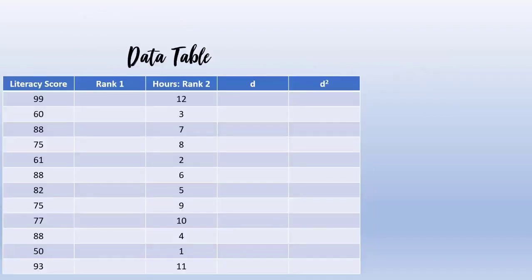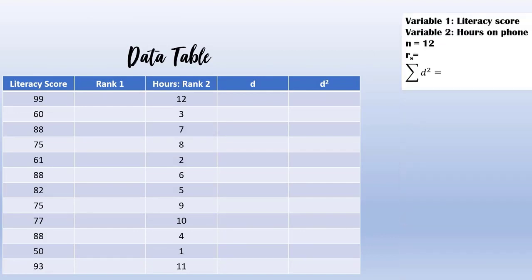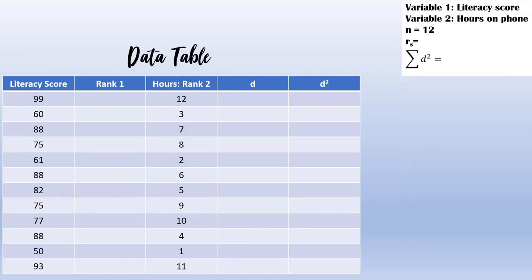We're going to pull up that little table that I just mentioned. You can see we've got our literacy scores on the left and we've got our hours already ranked on the right. The way that these were ranked is that a rank of 1 was the highest amount of time spent on the phone, and the rank of 2 was the second highest, and so on and so on.